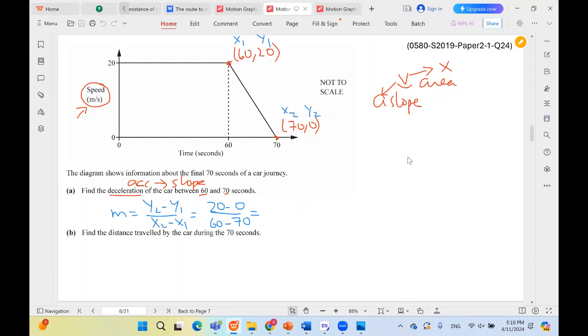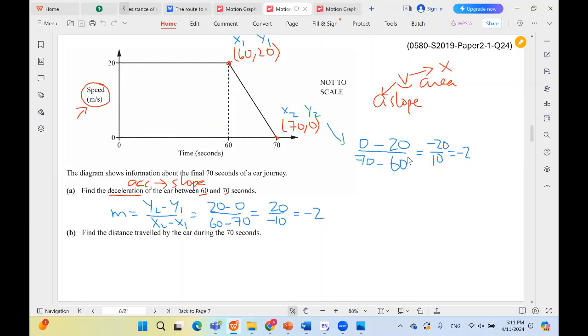It's a good opportunity. I'm going to show you both ways. So for the first way that I did it, I did 20 minus 0 over 60 minus 70. So this is 20 over negative 10, which is negative 2. For the labels on the graph, y2 here is 0 minus y1, which is 20, over x2, which is 70, minus x1, which is 60. So I get negative 20 over 10, and again, this gives me negative 2. And this shows us that it doesn't really matter which point I label x1, y1, and which point I label x2, y2. The final answer is going to be the same in both cases.